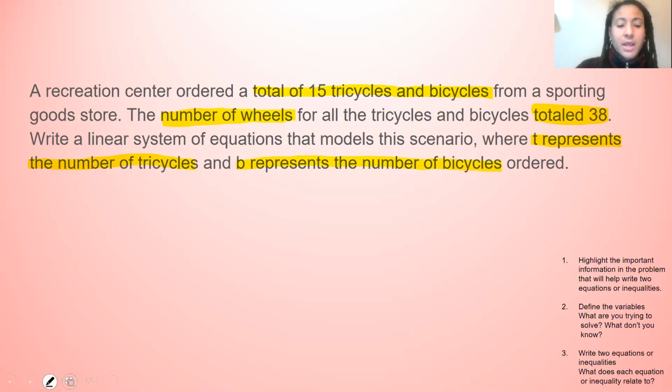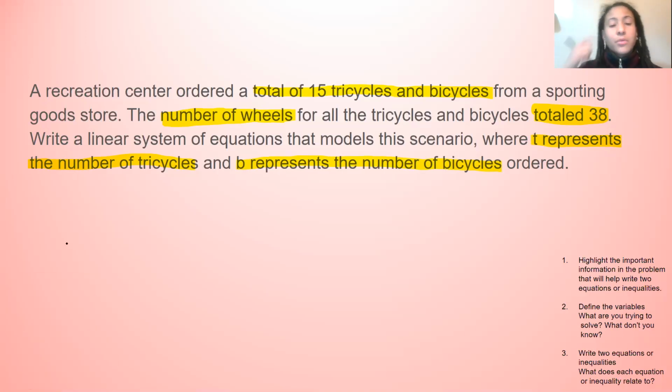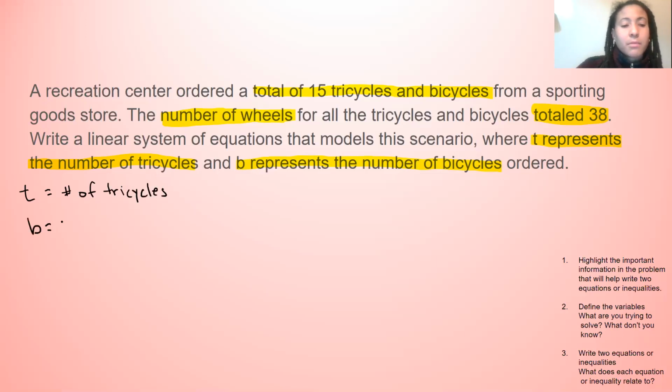So what can my equations look like? So the first thing is we have 2 totals once again. One is representing 15, one is representing 38. And our topic in this case are the wheels. So first thing, I'm just going to write it down on the side because it helps me. I'm hoping you might do the same. So T represents the number of tricycles, and B represents the number of bicycles.